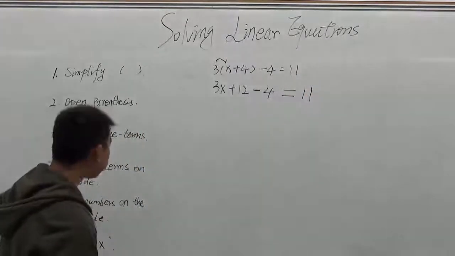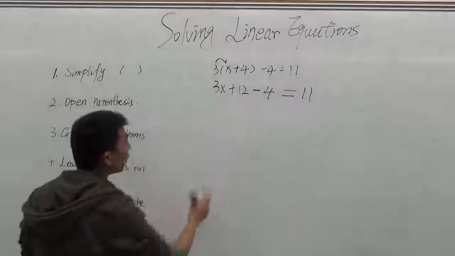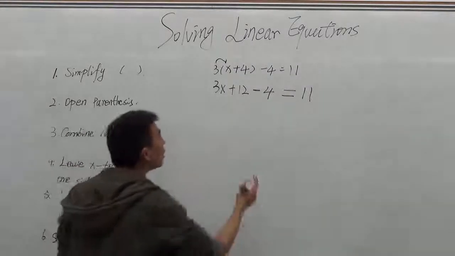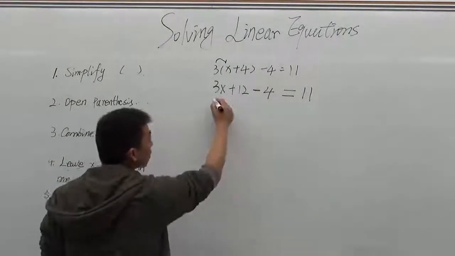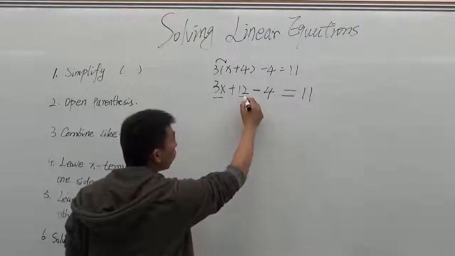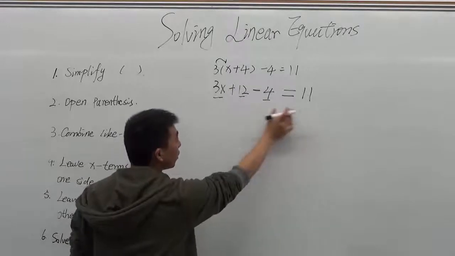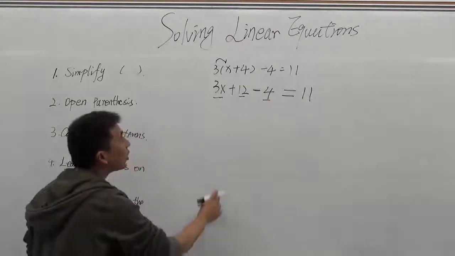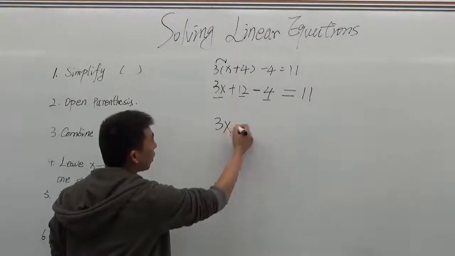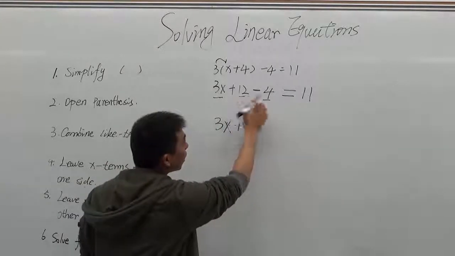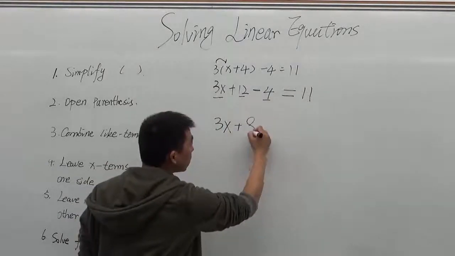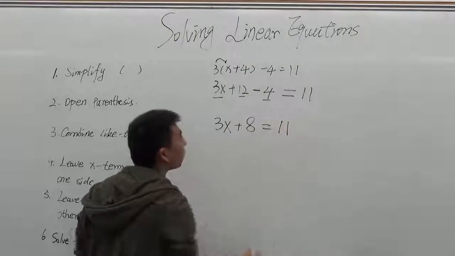Then after we open the parentheses, we can look at if there are like terms here. Here is one term that has x. Here are 2 numbers, 12 and 4, we can combine them. So we can combine the 2 numbers, and here just 1 number, so we can do nothing about it. So we have 3x, just copy it down, plus 8. 12 minus 4, that gives us 8, equals 11.